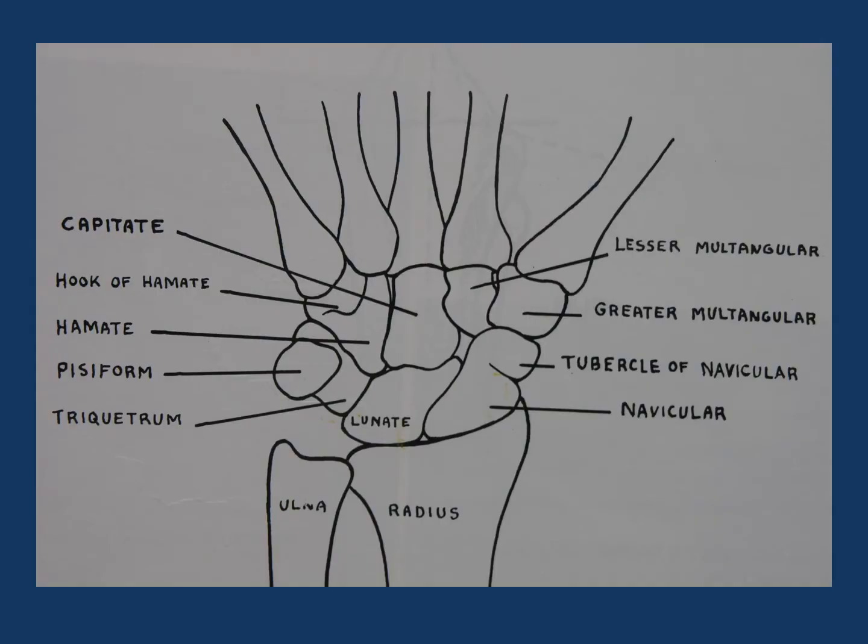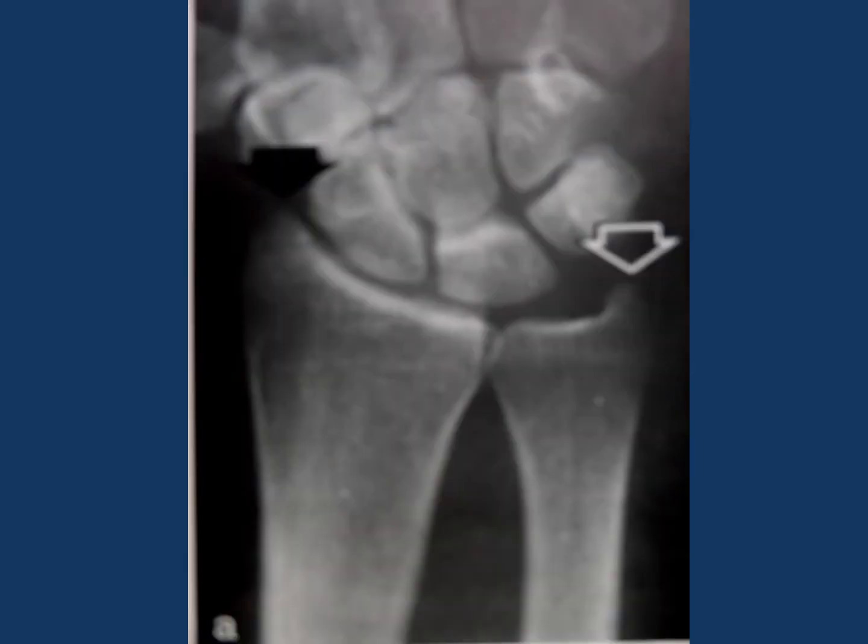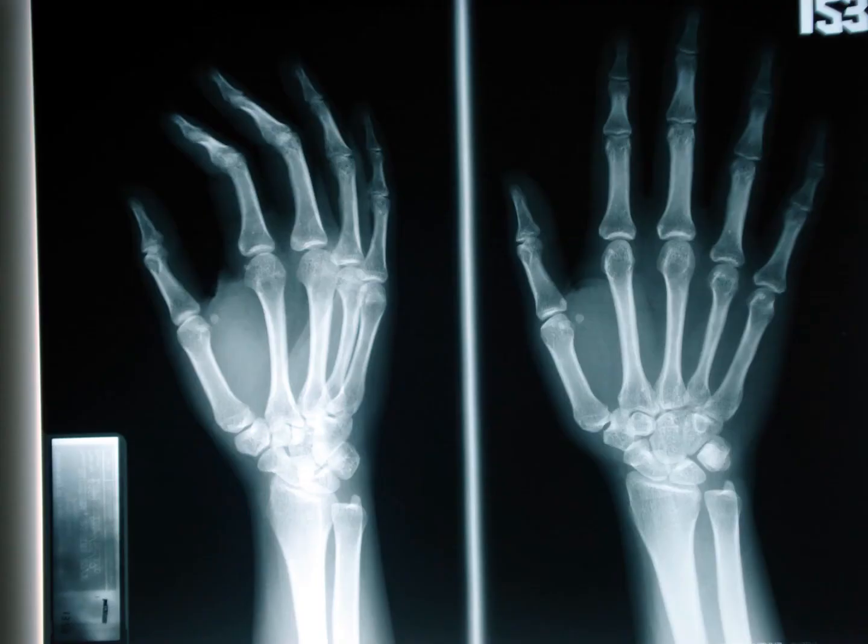and hamate. Here is a diagrammatic representation of the different bones of the wrist. Okay? The arrow here indicates the styloid process of the ulna. Bones of the hands. Okay? So here is an actual radiographic examination for the bones of the hands and including the wrist.